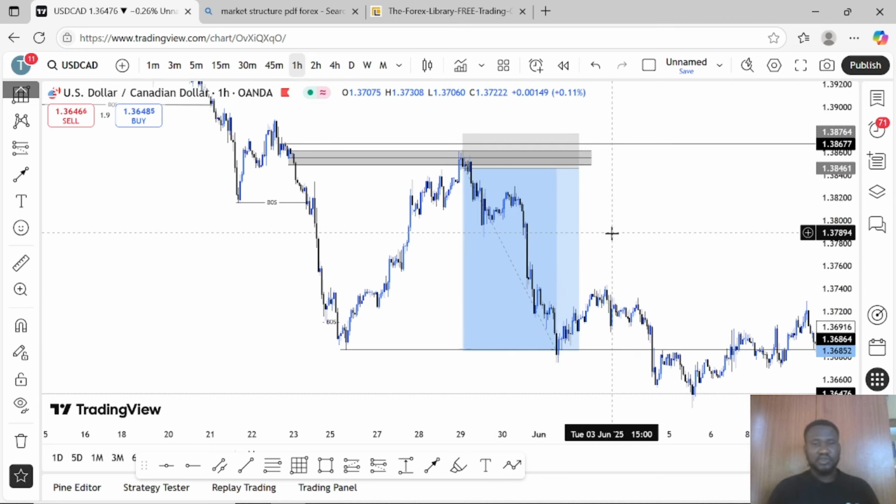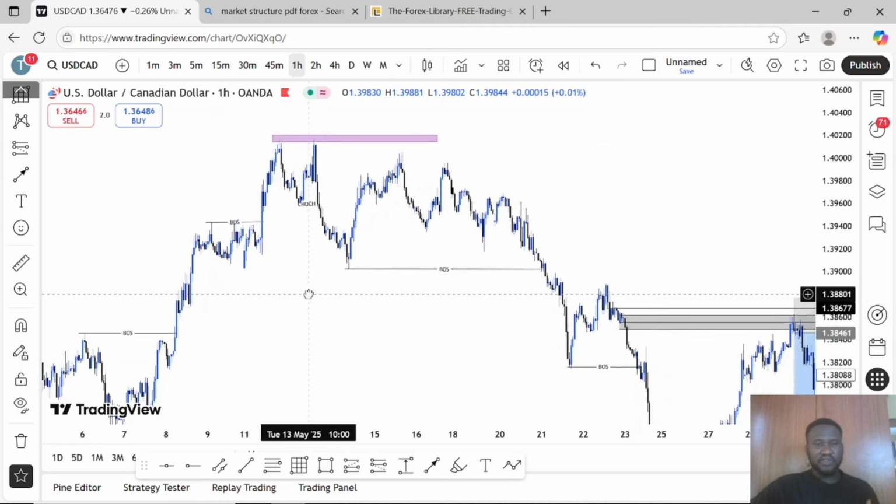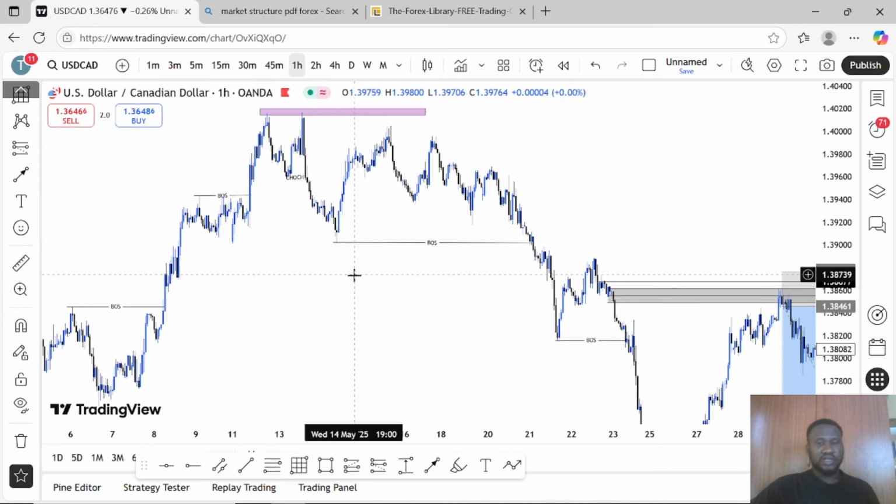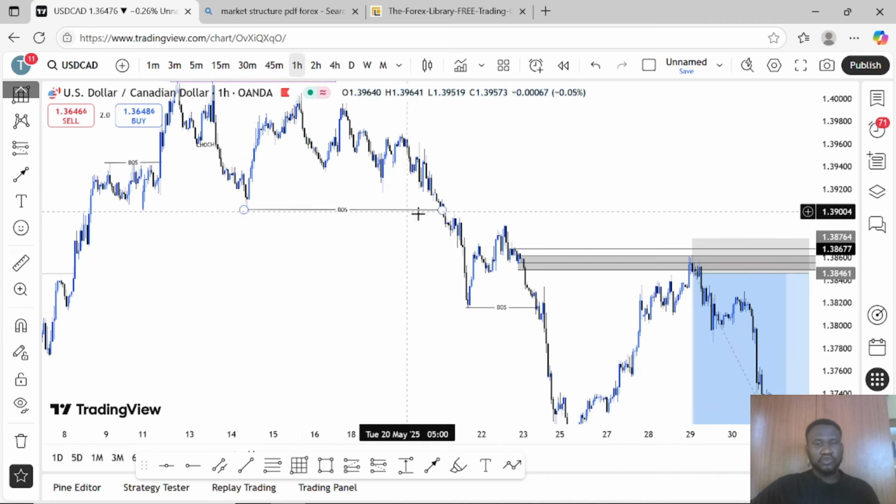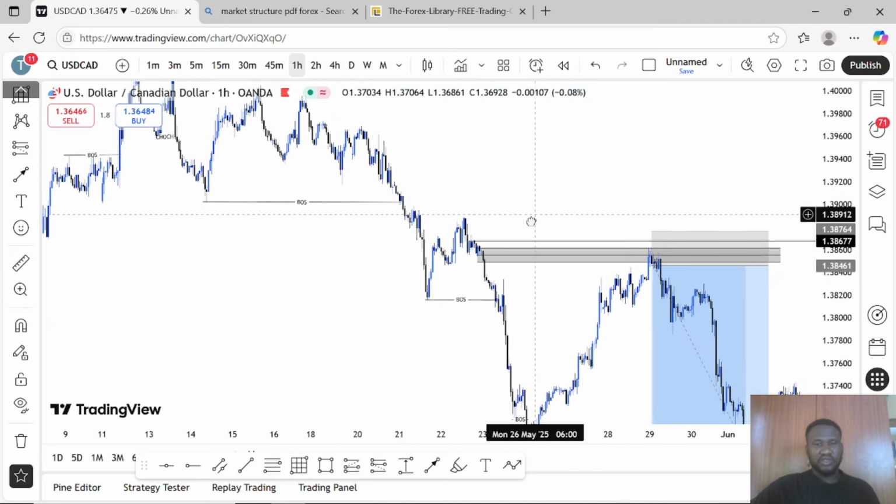So you can see it just because we know that we are looking for sales. Market has changed direction from here, giving us a change of character. Then it continues to break structure to the downside. Do you understand?